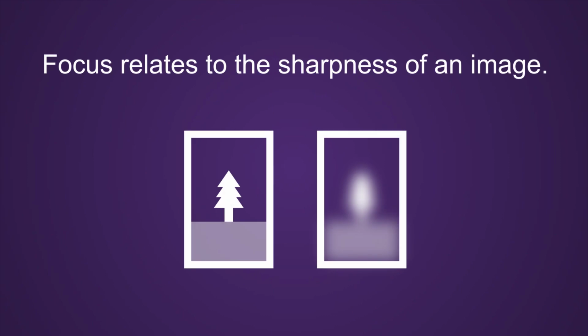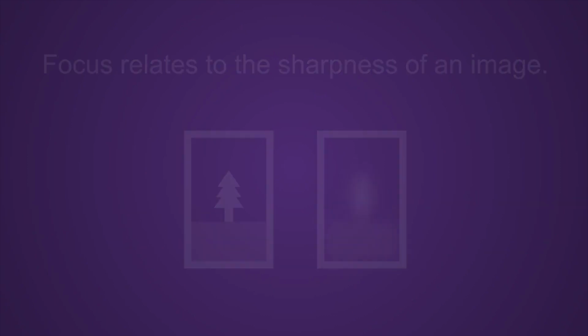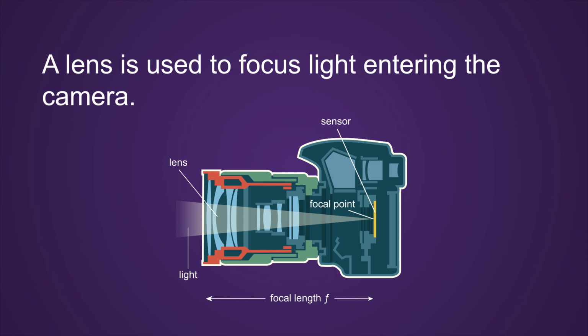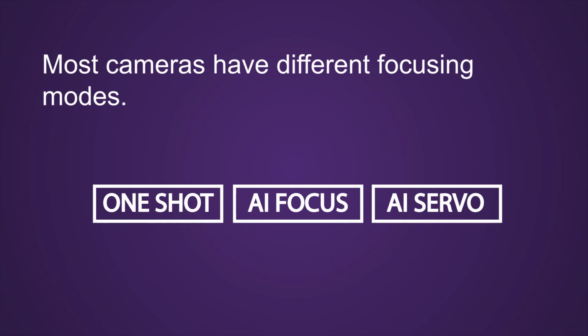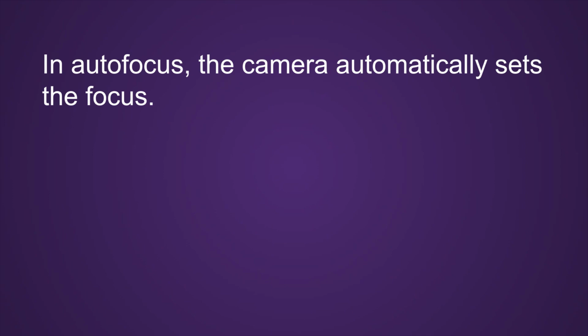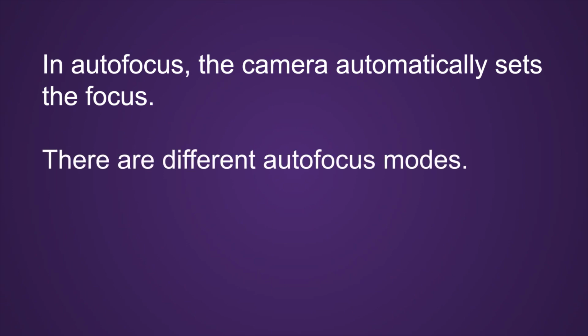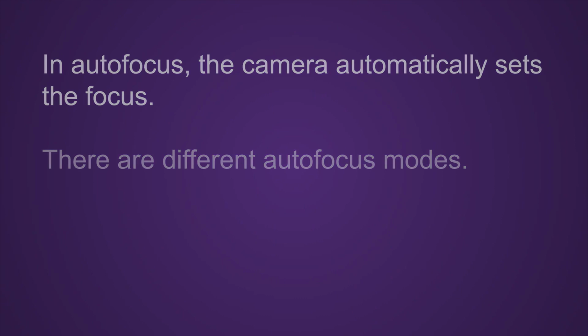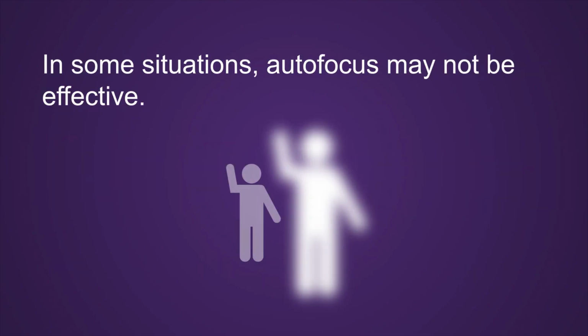To recap, focus relates to the sharpness of an image. A lens is used to focus light entering the camera. Most cameras have different focusing modes. In autofocus, the camera automatically sets the focus. There are different autofocus modes. In some situations, autofocus may not be effective.